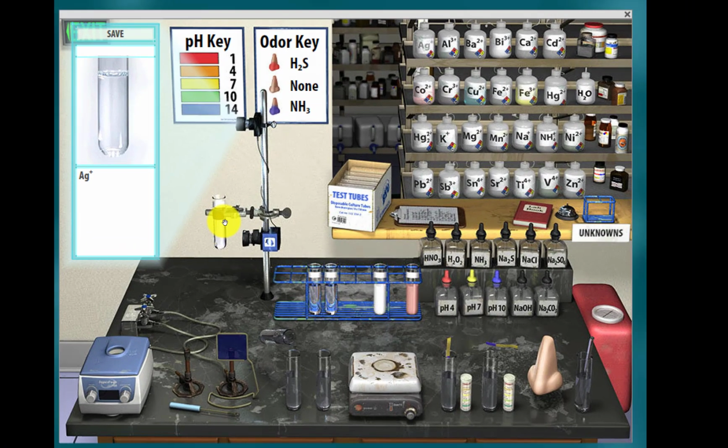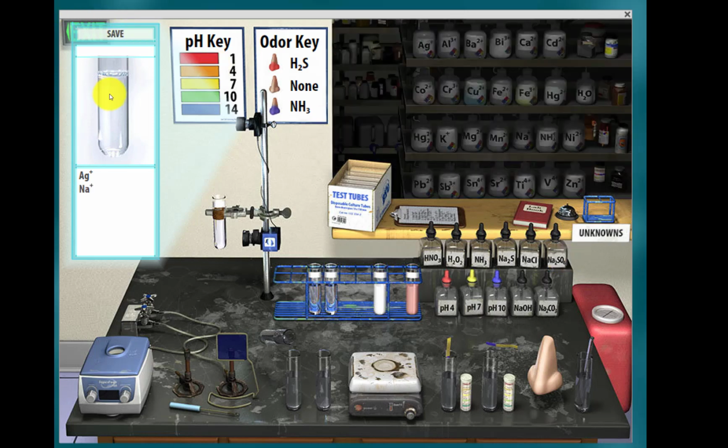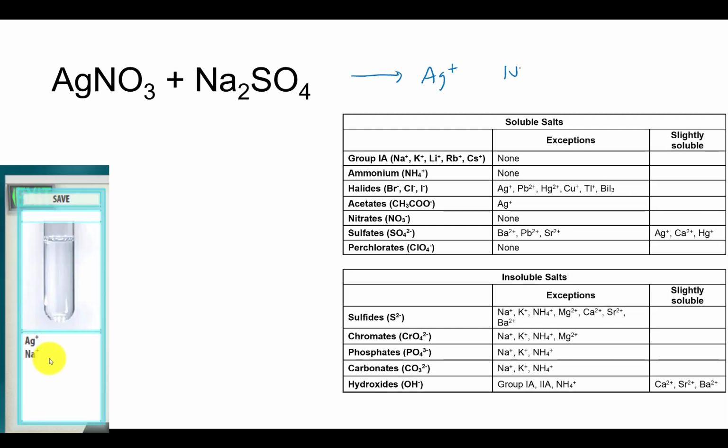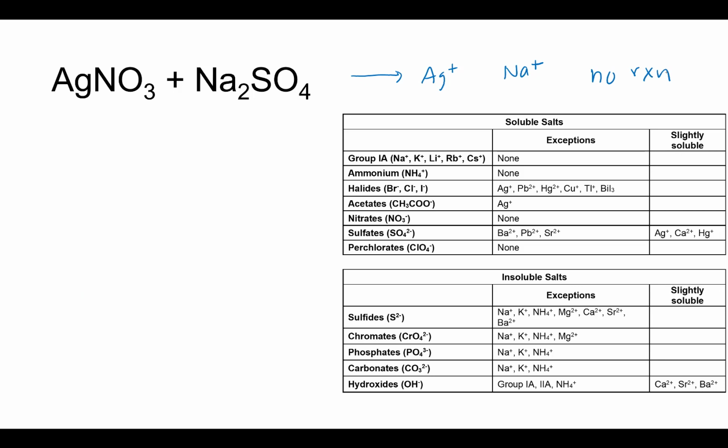Put that in the stand, and I'm going to add sodium sulfate. And notice that no precipitate formed, the solution looks exactly the same, and because no precipitate formed, I have silver ions and sodium ions present. For silver nitrate and sodium sulfate, we saw that there was Ag plus ions and Na plus in the test tubes, so that was no reaction. Those did not form a precipitate, so you don't have to write a reaction.